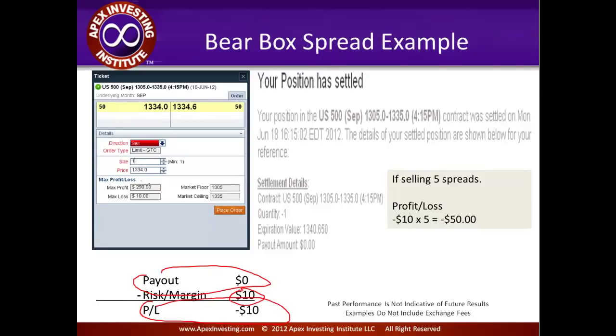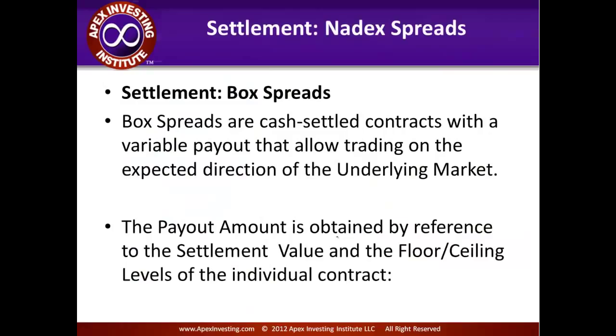With a profit potential of 290, could it have worked out? And again, we could have closed it out before expiration if we chose to do so. In addition, you don't just have to sell one, and you don't just have to buy one. You could have sold 5, or you could have bought 5 spreads, and that would, of course, just multiply the profit or the loss.